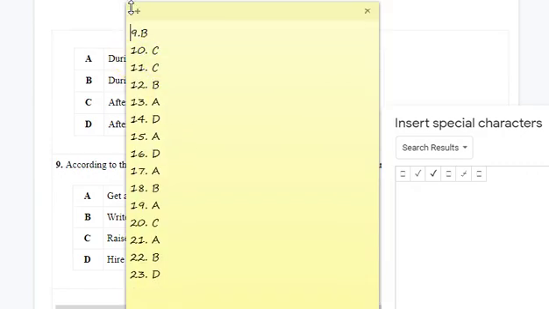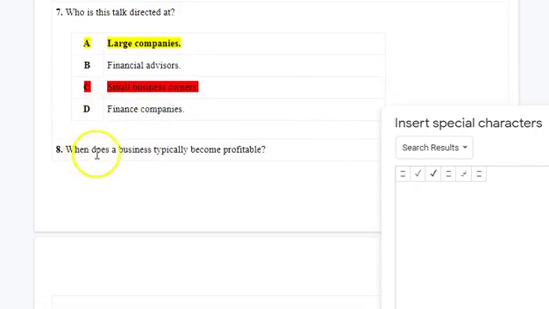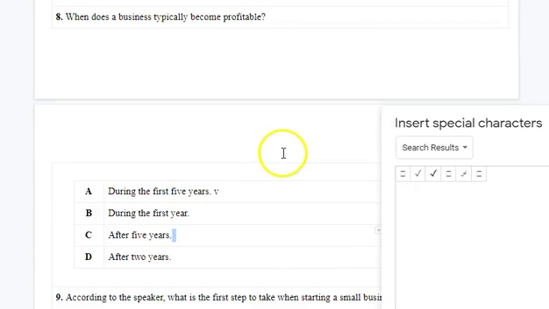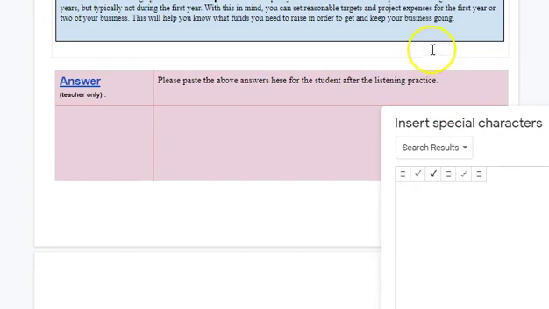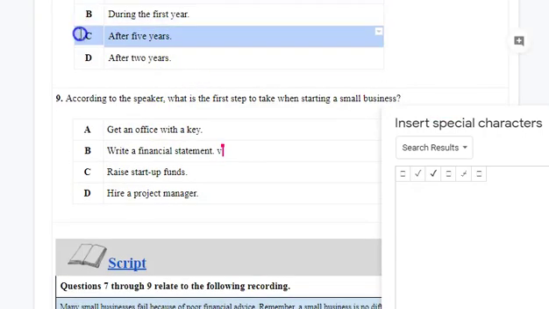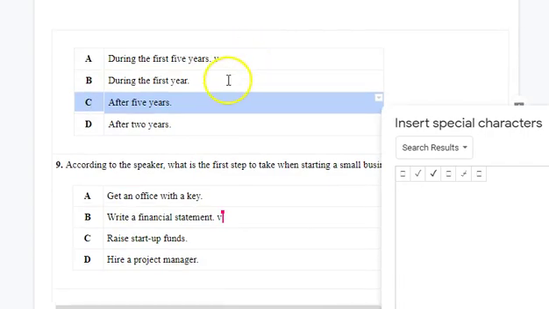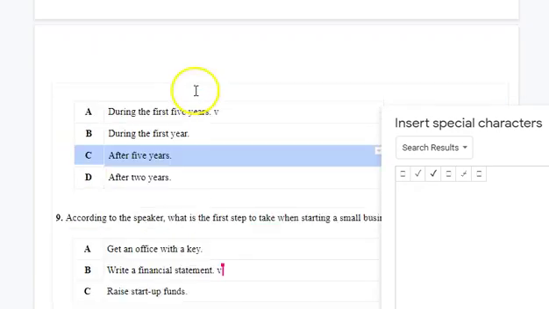So, when does a business typically become profitable? During the first 5 years. When does a business typically become profitable? So here, it is realistic to expect your small business to become profitable during its first 5 years. So that's after 5 years.